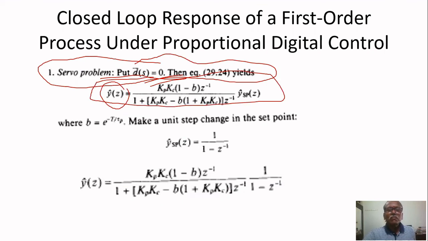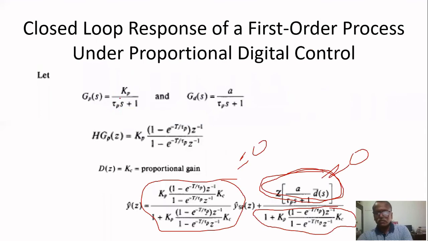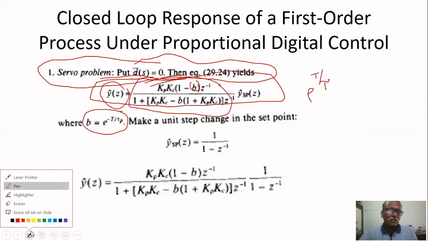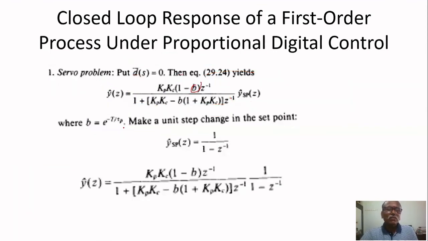That is kp kc, 1 minus e power minus t by tau, that is assumed as b, e power minus sampling period by the time constant of the system, tp. So here you notice that e power minus t by tp you are getting here. If you assume that equal to b, you will get a simplified expression like this: b is equal to e power minus t by tp. Tp is the time constant of the process.